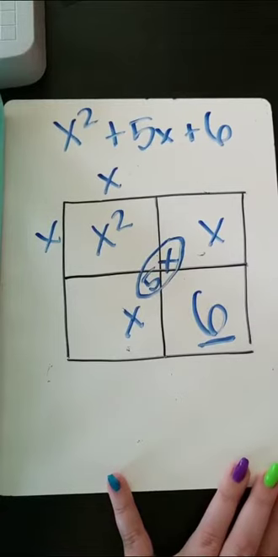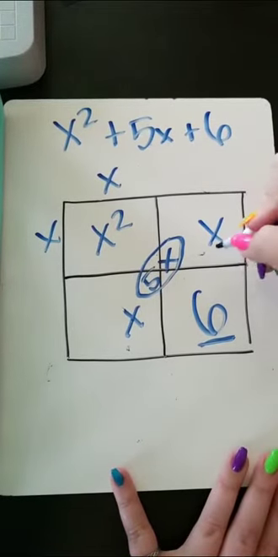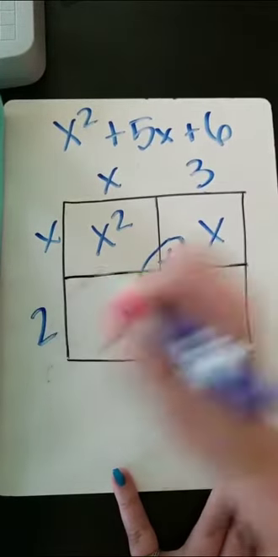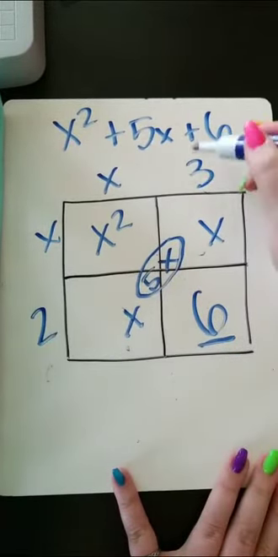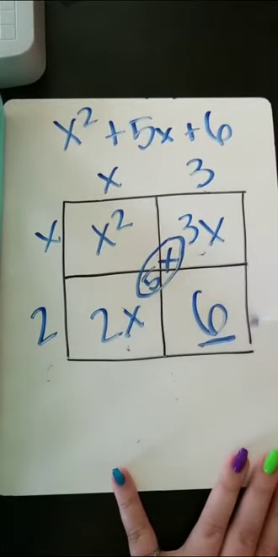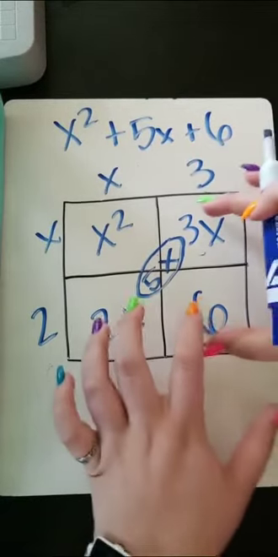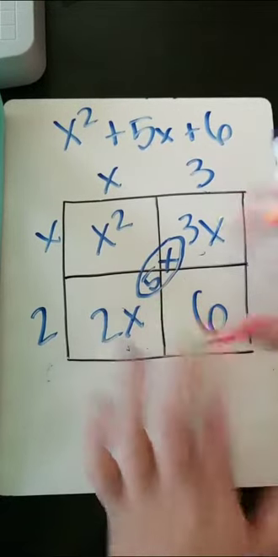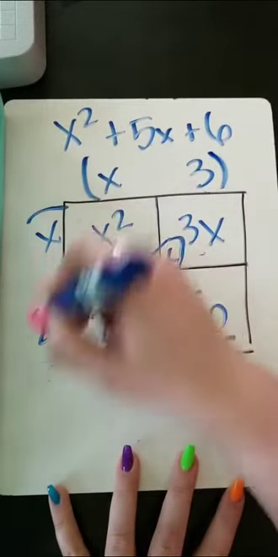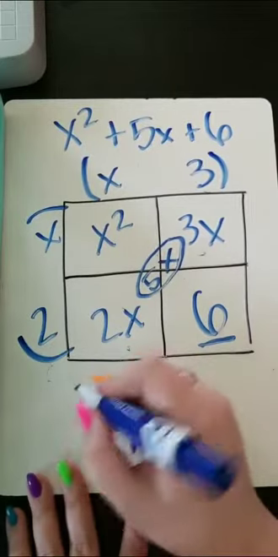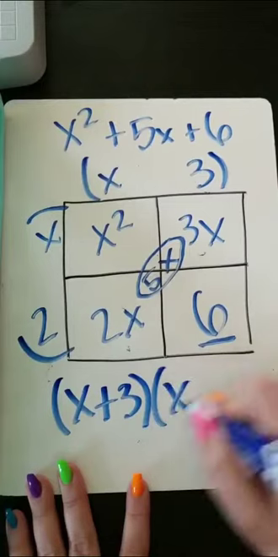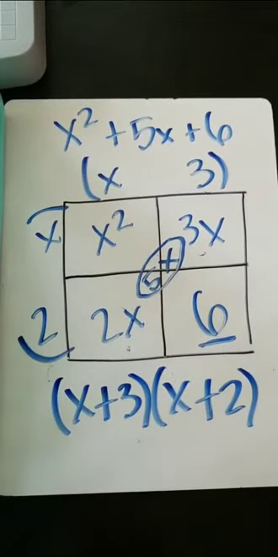The other factor pair for 6, so we're factoring with an area model. The other factor pair of 6 is 3 and 2. So this would give me 3x here, 2x here, 3x plus 2x is 5x. So the inside is filled out correctly, which means that my answer, my factors, are what's on the outside, okay? So my factor pair is x plus 3 times x plus 2.